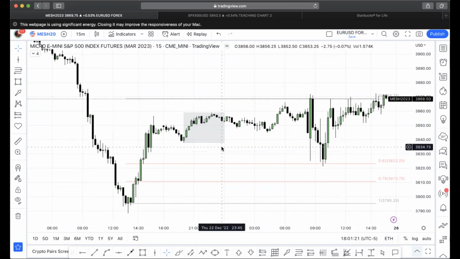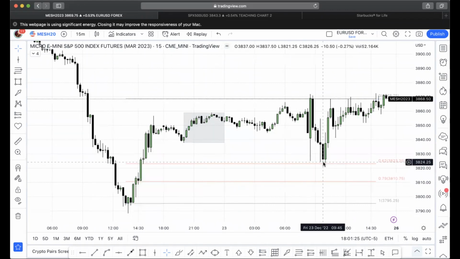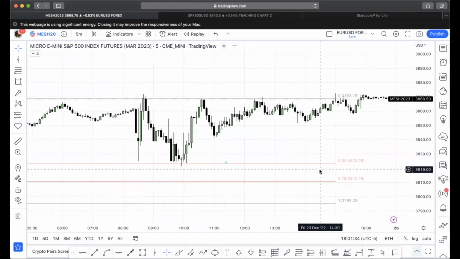Below Asia lows. That's a signature. Run on intersession low into a discount array. Signature. Where's the highest probability entry? Right here. The retest. And that's it. That's the trade.